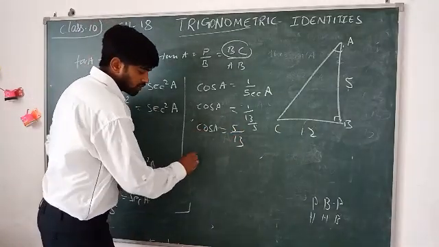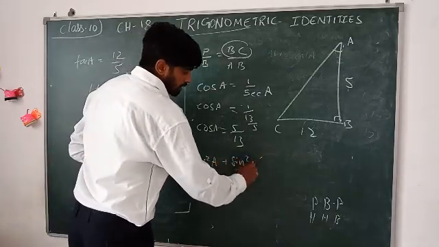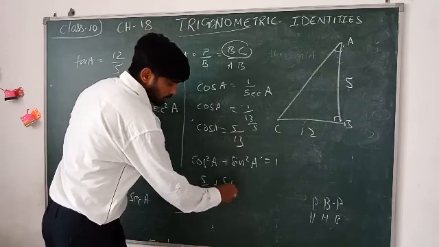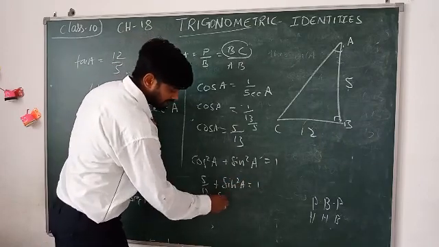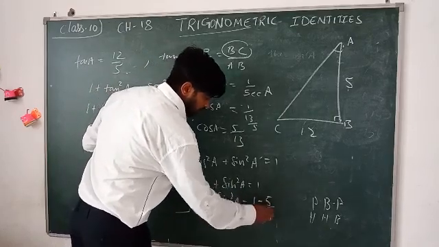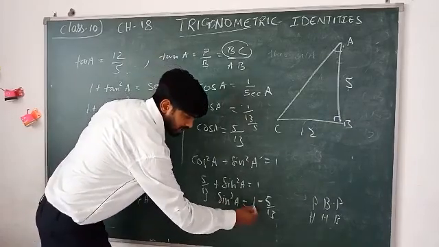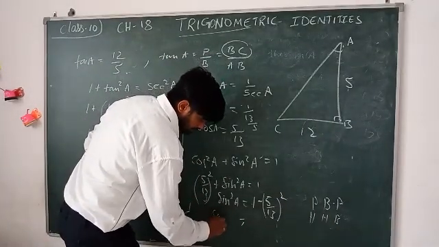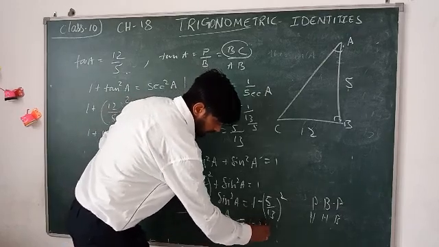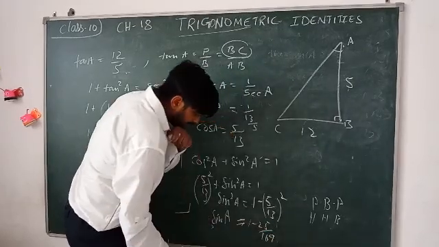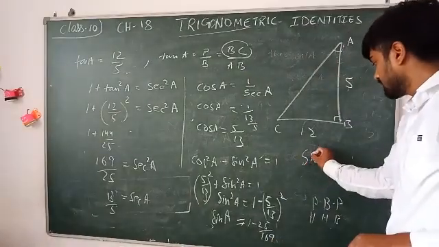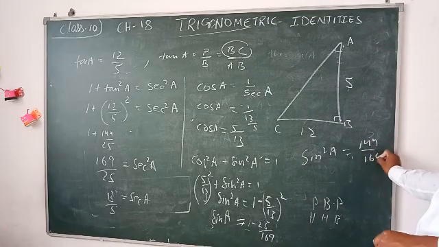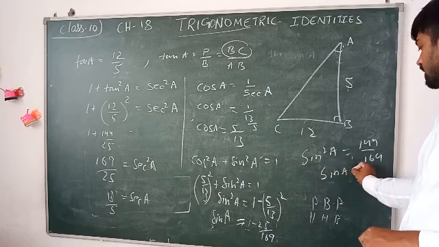Is that clear? Now that cos A has come, you have cos square A plus sin square A equals 1. You know it, I also know it. Now cos A you know is 5 upon 13, so (5 upon 13) whole square plus sin square A equals 1. Now this 5 upon 13 square will go to the other side. sin square A equals 1 minus 25 over 169. Find the LCM of this, and 169 minus 25 gives 144 over 169. So sin square A, now the square becomes a root, so 12 upon 13.